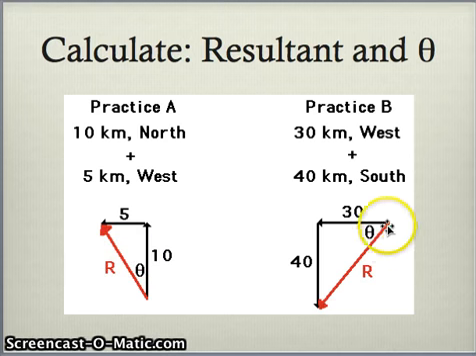And now practice B: 30 kilometers west and then 40 kilometers south. Our resultant angle is right over here. So what is that angle relative to the west? Okay, so that's some angle south of west, okay? So go ahead and calculate the 2 resultants and the angles and write the direction down correctly.